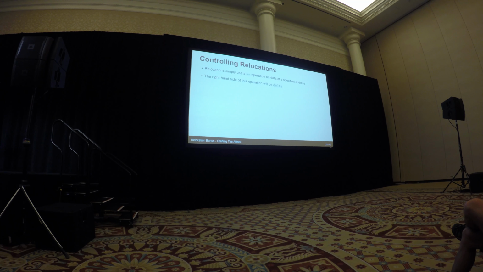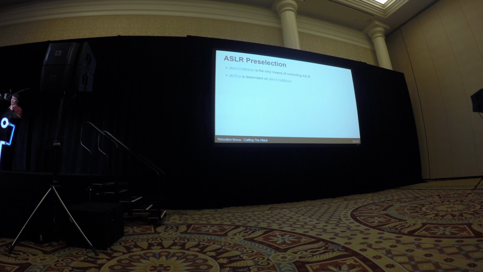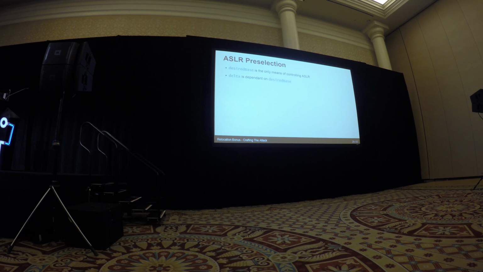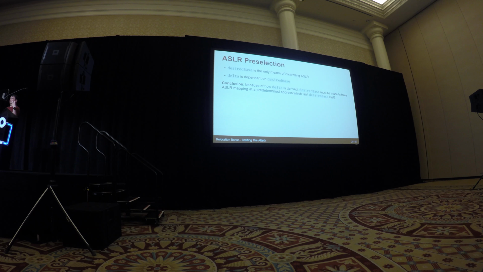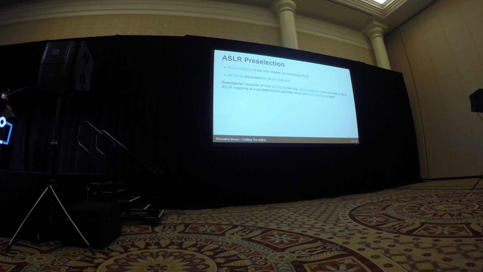So the conclusion that we can come to is that if we want to abuse relocations, or if we want to be able to control what they're writing, base must be pre-selected, or we must have some way to take base and make it be something we know that isn't the base that we asked for. There needs to be a difference there. And the desired base is the only means of controlling ASLR, so that's a bit tricky. And delta is also dependent on desired base. So we know we need to use desired base somehow to pre-select the base, but it's not clear how.